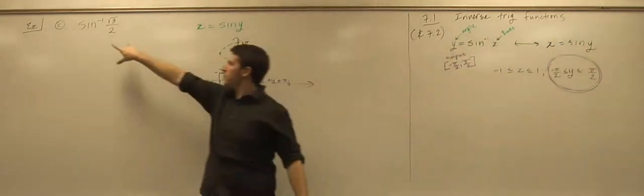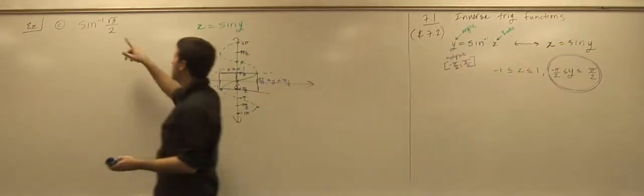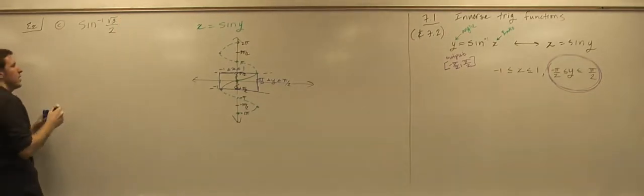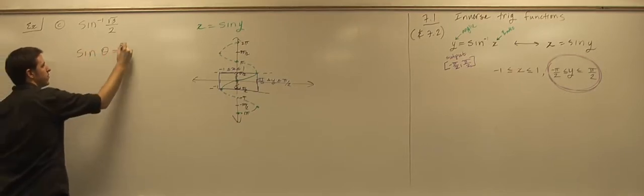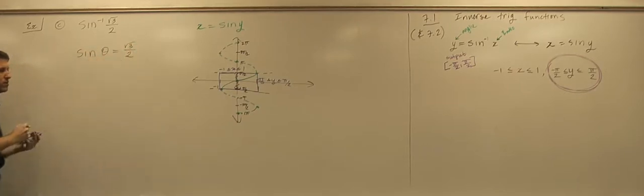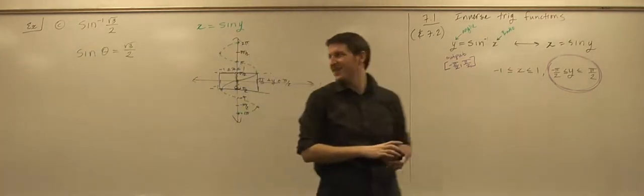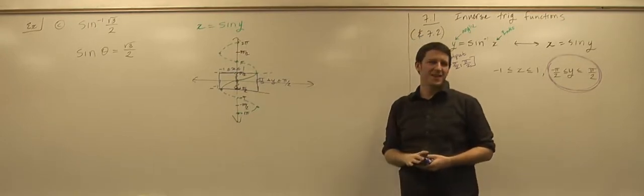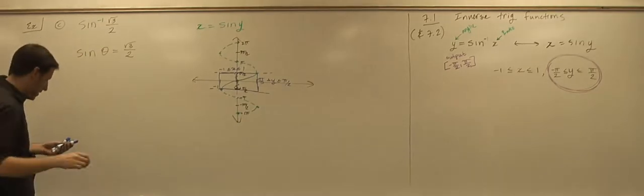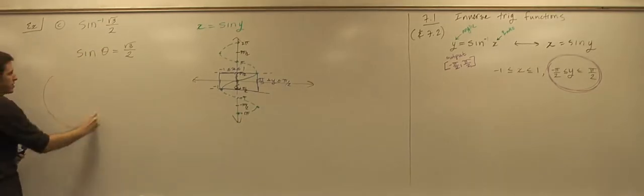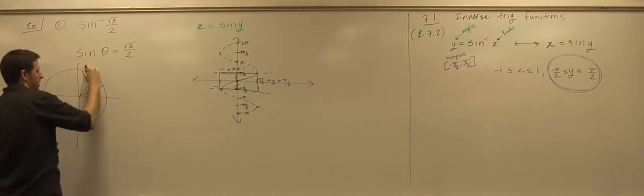Whenever you have sine inverse, you have to convert that to a regular sine equation. So sine inverse of root 3 over 2 is asking you, what angle do you take sine of to get root 3 over 2? 60 degrees. Oh, but nobody cares about degrees. So you have to either look at a picture of the unit circle or have some kind of table memorized.